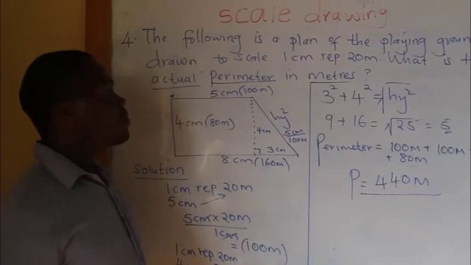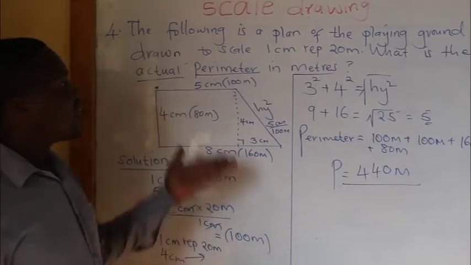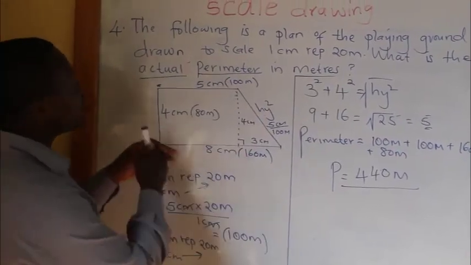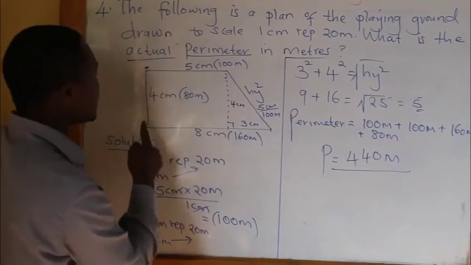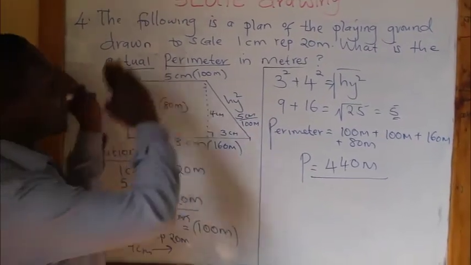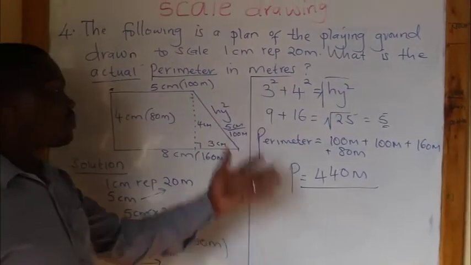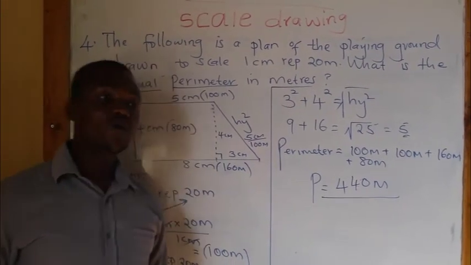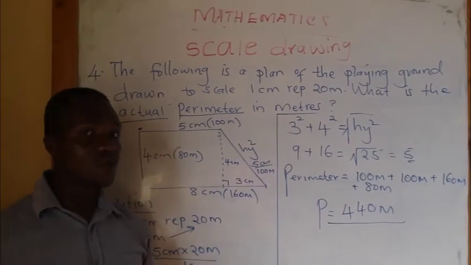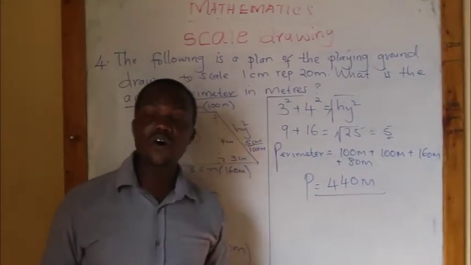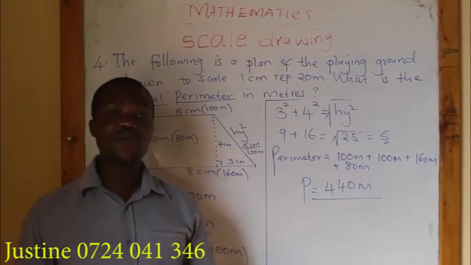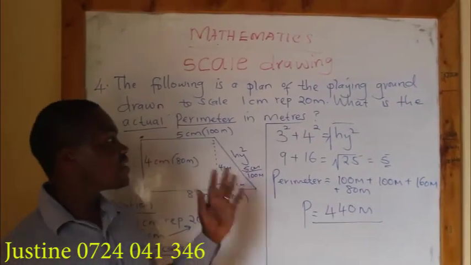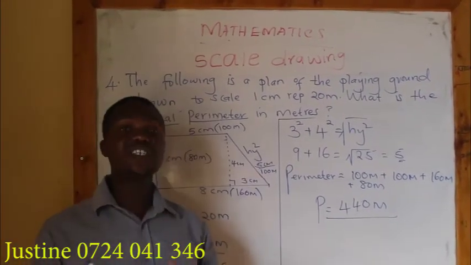If the question had been changed to ask for the drawing perimeter, the drawing perimeter would be 5 plus 5 plus 8 plus 4. But because the question demands that we find the actual perimeter, that is what we have come up with. With these few but very crucial examples, I believe you are now good to go on calculating any problem related to scale drawing. I told you this question can never miss in any exam, and it can come in any of the 4 formats which I have displayed here.